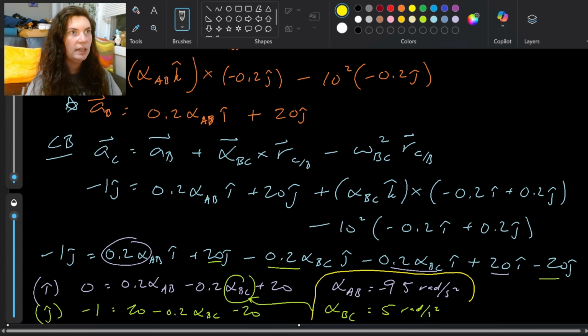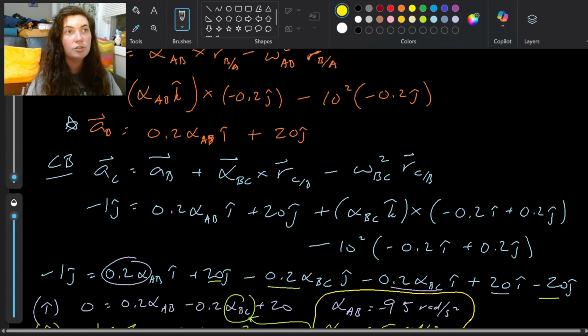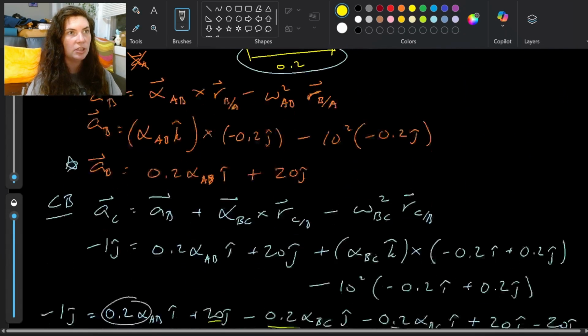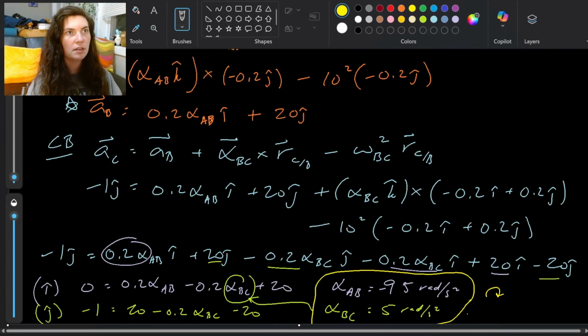And we'll notice we did get a negative there for our AB, which means that we had assumed the wrong direction. Right? That's all it means. It means that our alpha AB is actually going this way. Right? It's actually going clockwise instead of counterclockwise.